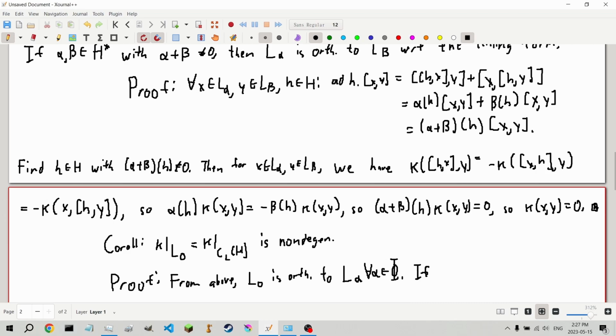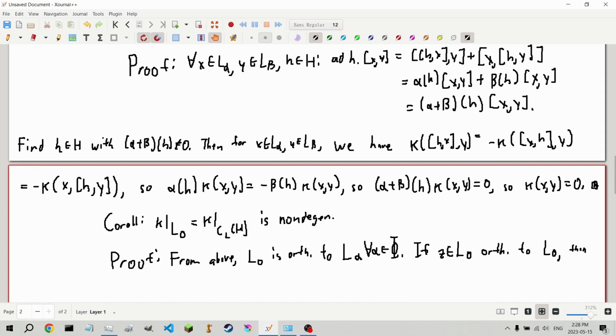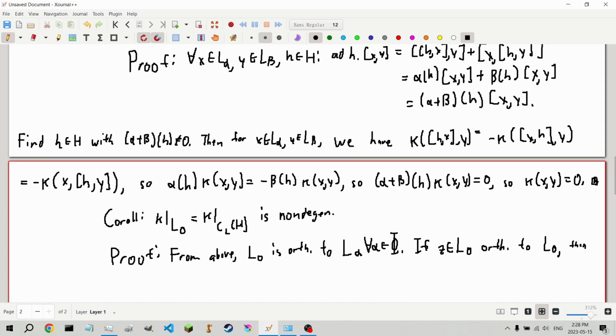If we take some z in L0 orthogonal to all of L0, then we have that the Killing form of z with all of L, as we saw above, has to be 0, giving that z is 0.